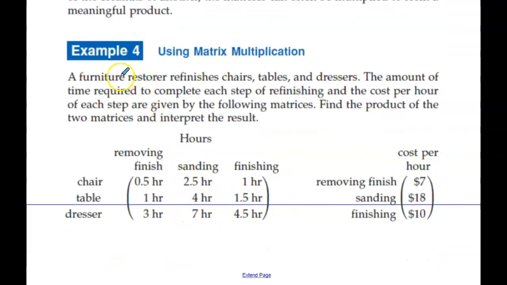This is a word problem that says a furniture restorer refinishes chairs, tables, and dressers. Okay? So chairs, tables, and dressers, they did this way as the rows, 3 rows by the amount of time required to complete each step of the finishing and refinishing. They have to remove the finish, sand them down, and finish them. So I'm going to write remove, sand, finish. So it's a 3 by 3, right?